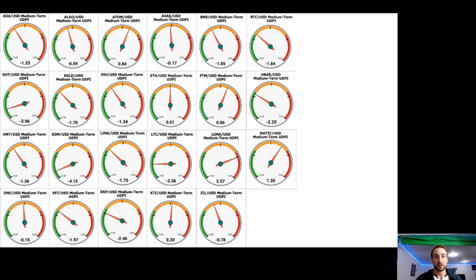And Ethereum is right at neutrality. So there's really no edge on Ethereum when we look at the medium-term chart. But those other 21 are pointed to the left on average, minus 1.07. But within that, there's a lot of variability. So we go from Kusama, for example, which is a minus 4.15, all the way to much higher risk assets in the medium term. Luna, for example, which is plus 2.57, which reflects the extended uptrend that Luna has continued even as the rest of the market has pulled back.